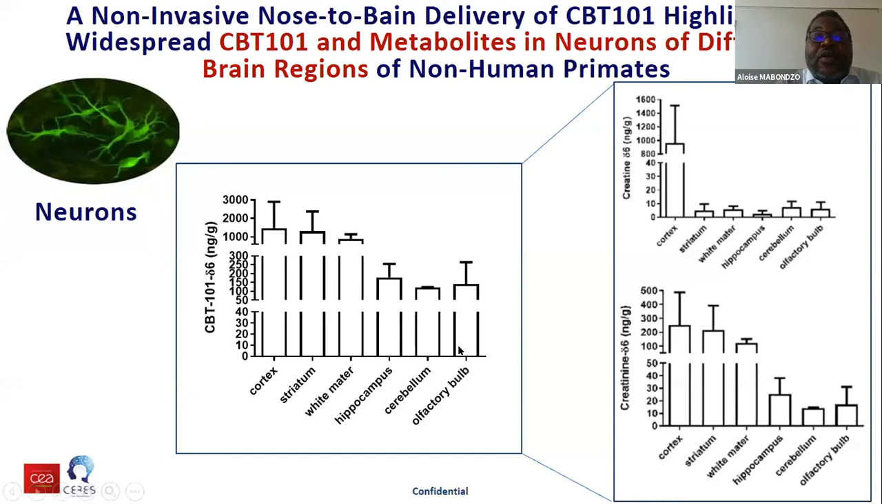So the key message is that the nose to brain delivery of CBT101 increases significantly CBT101 distribution in different brain areas. And we also demonstrated that this increase of CBT101 in the different brain areas leads to the increase of some metabolites like creatine in the cortex and creatinine in the different brain areas.